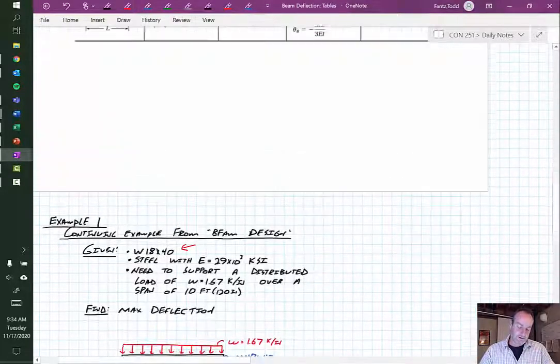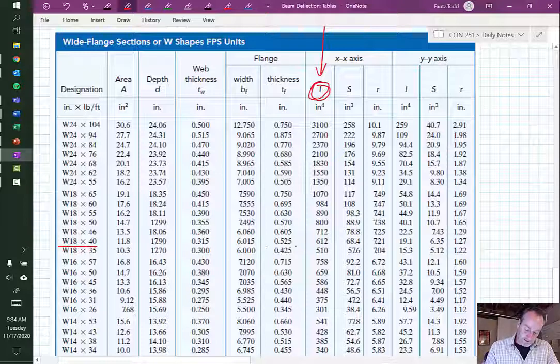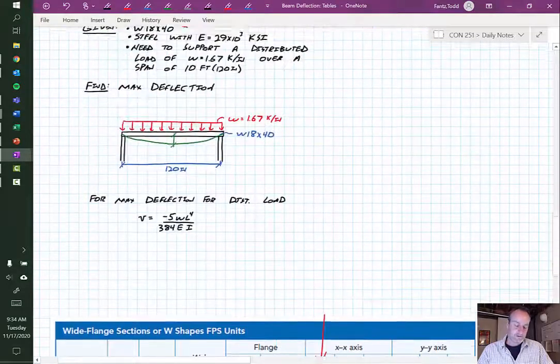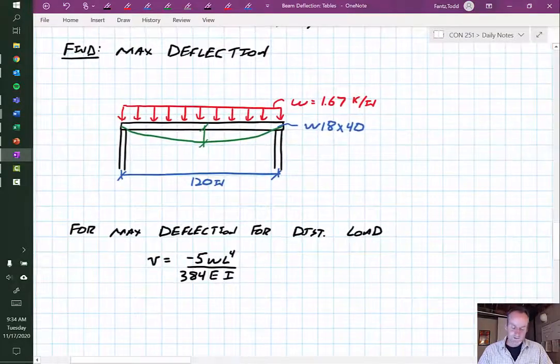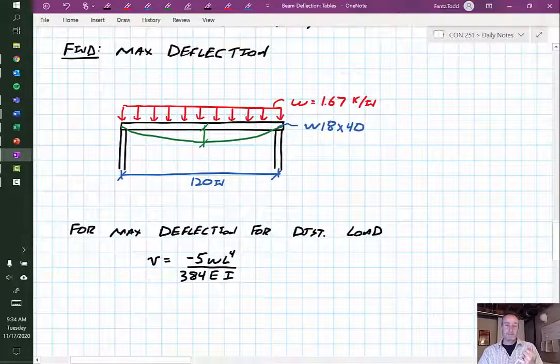Well, what I-beam did we start off with? I already forgot. 18 by 40. So I find my 18 by 40, I scroll over, and I see I have an I value of 612. The units are inches to the 4th. I'm trying to be nice with the units and not have you convert too much. So notice I have everything in kips and inches.